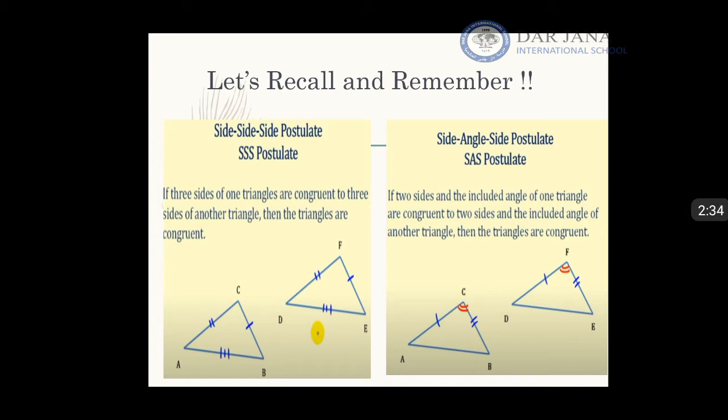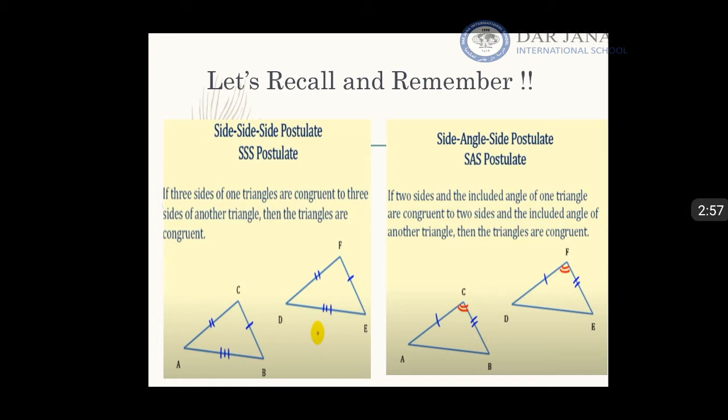In the SSS postulate, if three sides of one triangle are congruent to the three sides of another triangle, it means those two triangles are congruent. So triangle ABC is congruent to triangle DEF using the SSS postulate, since the three sides of triangle ABC are congruent to the three sides of triangle DEF.